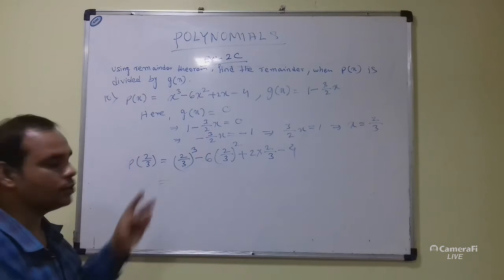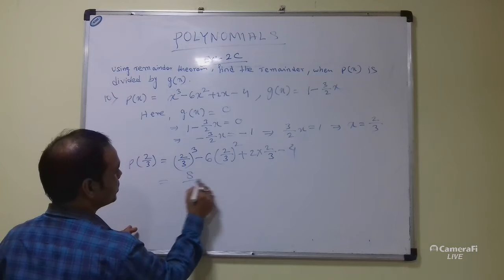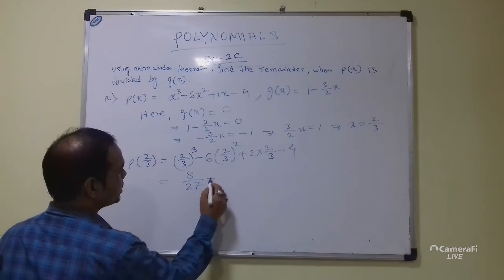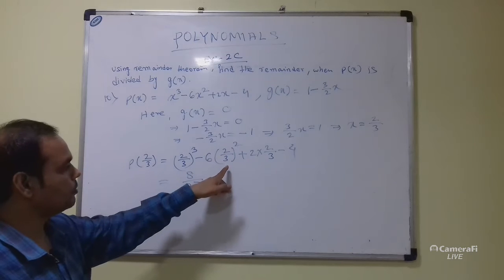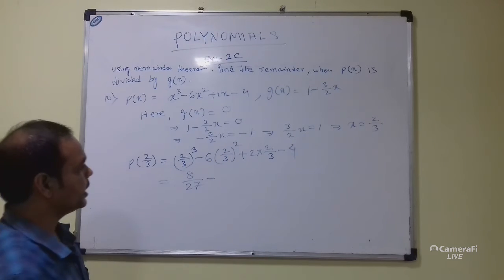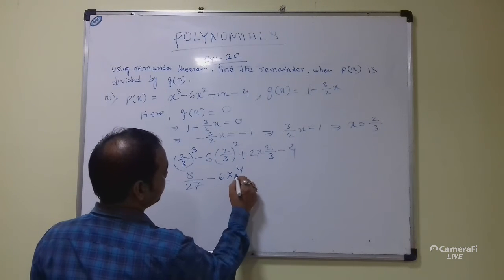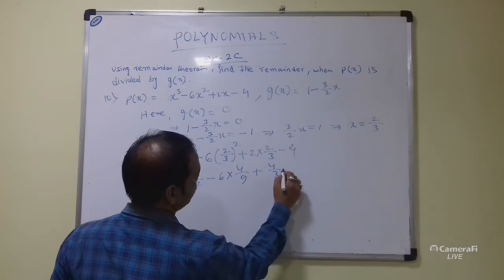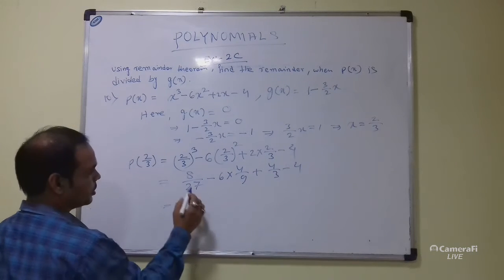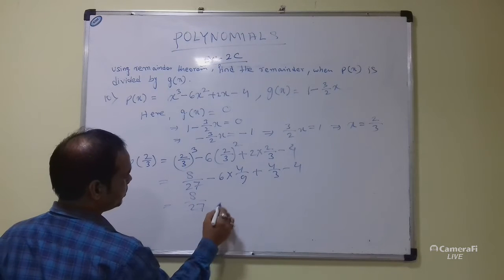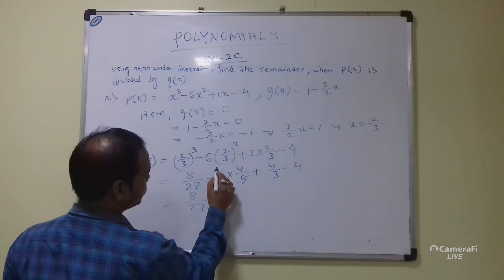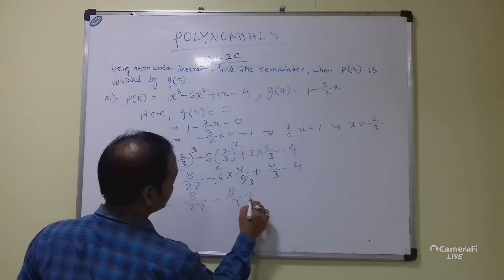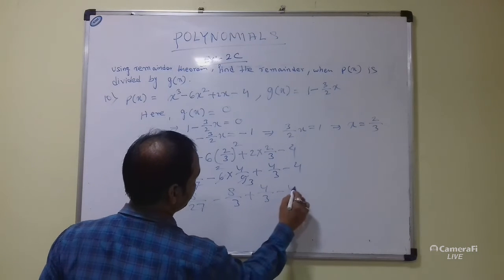Now (2 by 3) whole cube. 2 cube means 8 and 3 cube means 27. Again minus, 2 square is 4, so 4 by 9. 6 into 4 by 9, plus 4 by 3, minus 4. Now it is 8 by 27. Here we can divide these numbers by 3, so it will be minus 8 by 3 plus 4 by 3 minus 4.